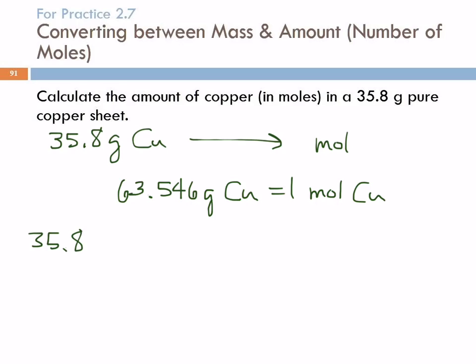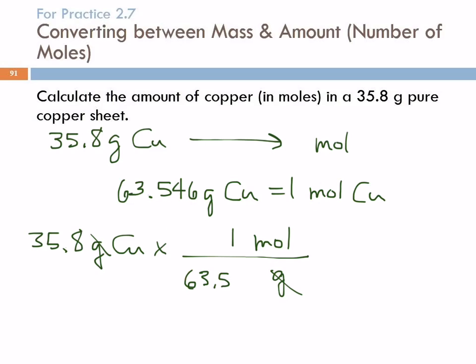35.8 grams. And then I want moles here and grams on the bottom. The units tell me whether I'm going to multiply or divide. I don't have to remember. 1 mole is this many grams. 1 mole, 63.546. So I've got 35.8 divided by 63.546.